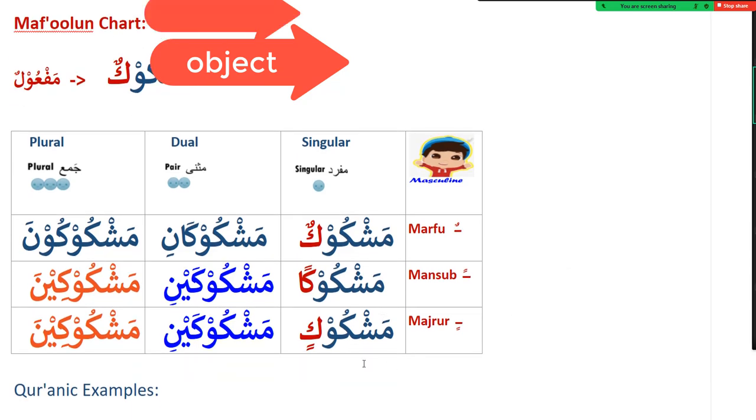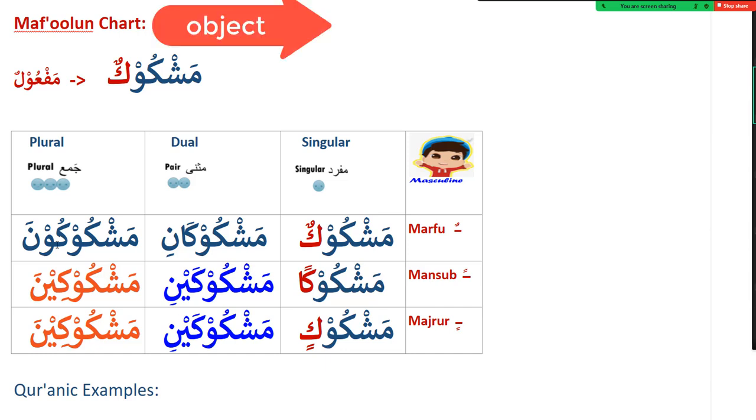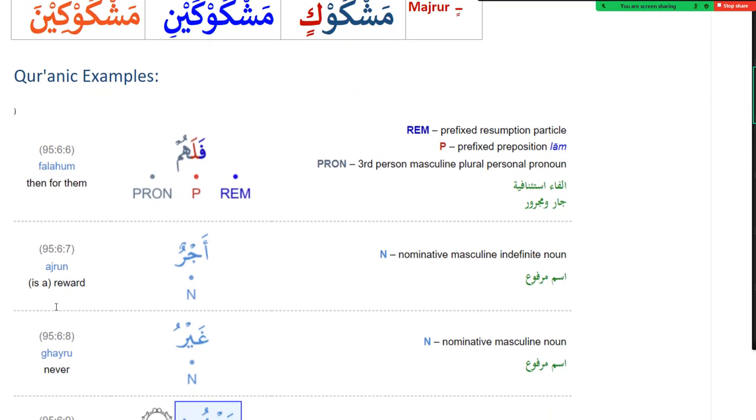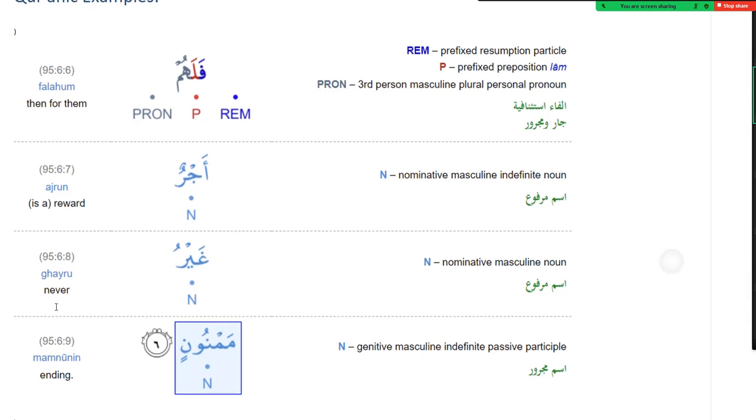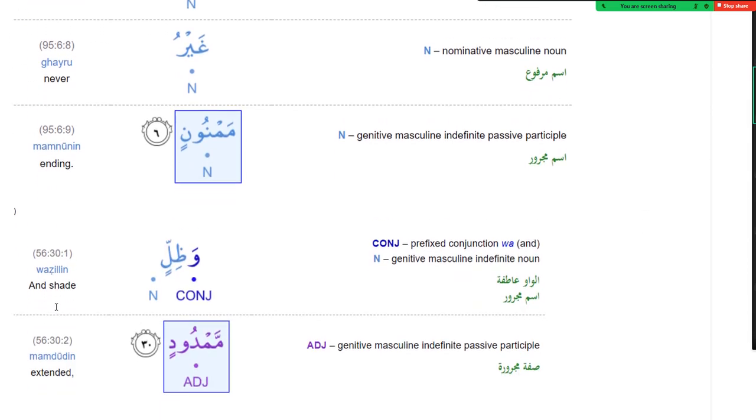مشكوك مشكوكا مشكوك مشكوكان مشكوكين مشكوكون مشكوكين. And the Quranic example for that is فَلَهُمْ أَجْرٌ غَيْرُ مَمْنُونٍ. For them is a reward never ending. Can someone tell me what the maf'ul is, and what the madi and mudari are for it? You can unmute yourself. MashaAllah, tabarakallah. Very good. So mamnoon is like mashkukun. This is plural, masculine, passive participle.